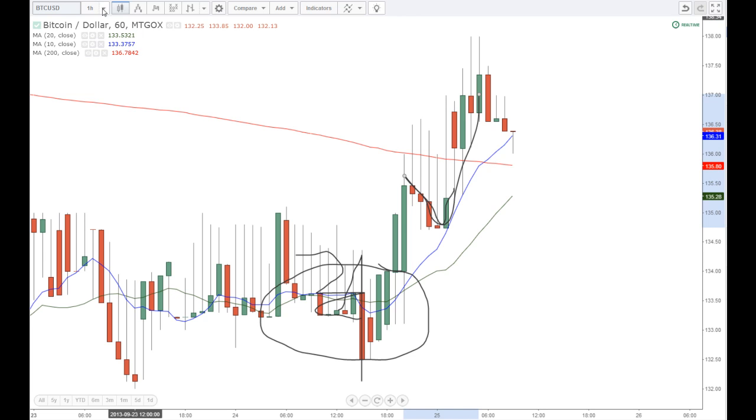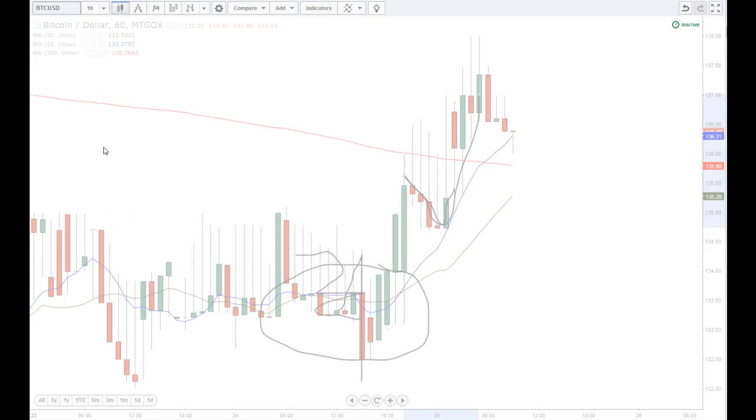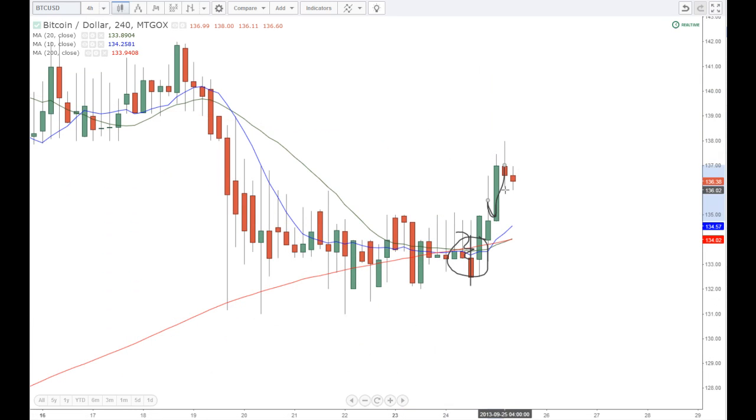And as far as I'm concerned, the 4-hour chart, the 240-minute chart, is still showing potential situations that allow us to believe that it's a possible visit to the $140 price, which could be the main target for this particular movement. Look at what's happening here.